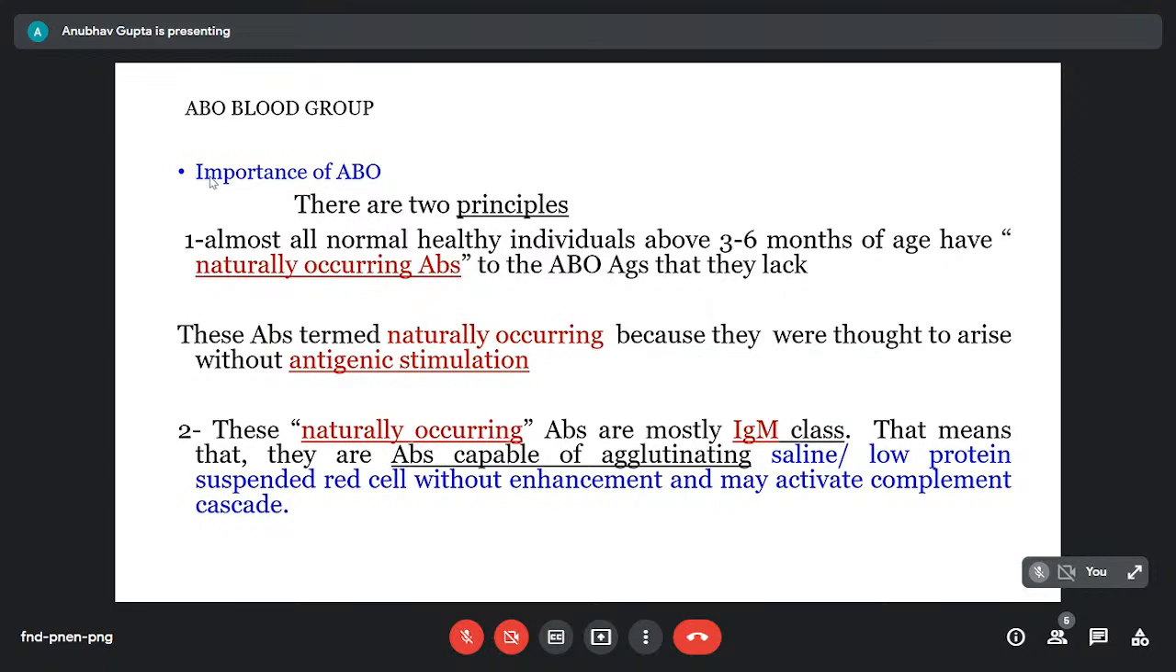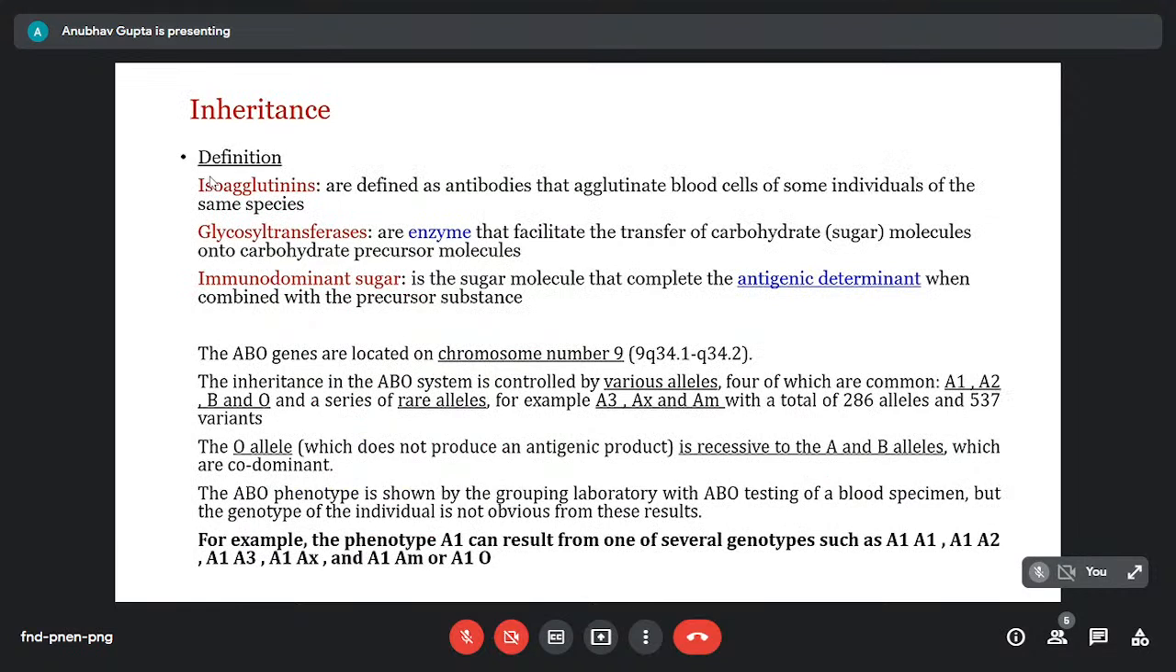So, the inheritance pattern. First, some basic definitions. What is isoagglutination? Isoagglutinins are defined as antibodies that agglutinate the blood cells of some individuals of the same species. Glycosyl transferases are the enzymes that facilitate the transfer of carbohydrate molecules onto carbohydrate precursor molecules. So isoagglutinins are antibodies from the same species, and when we are talking about transferases, we are talking about enzymes.